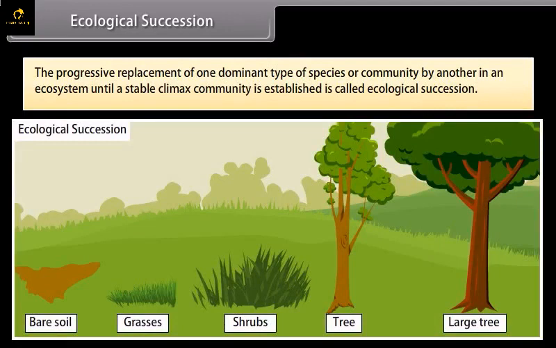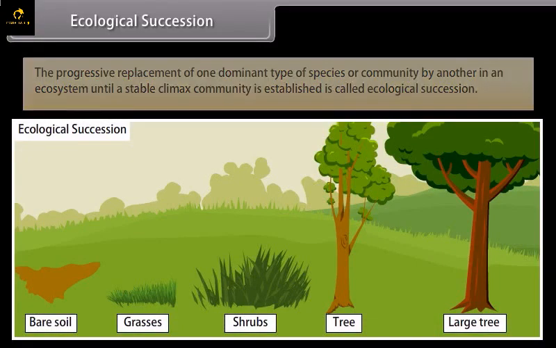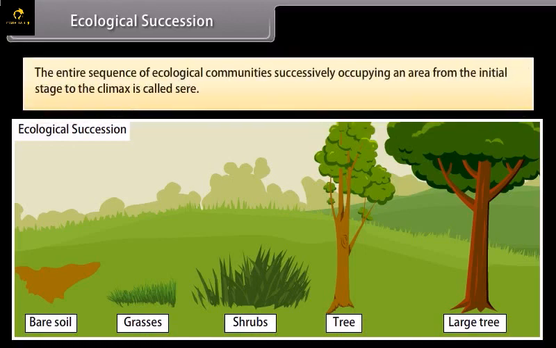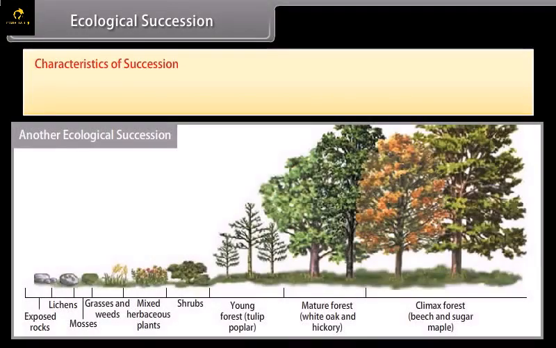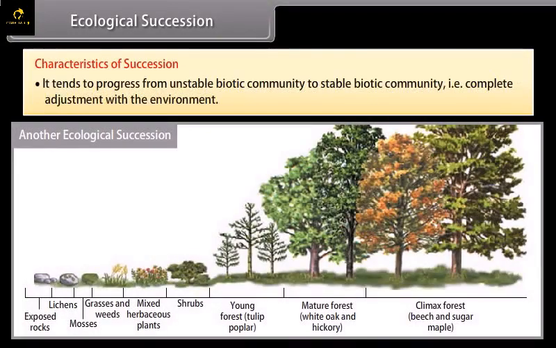Ecological succession. The progressive replacement of one dominant type of a species or community by another in an ecosystem until a stable climax community is established is called ecological succession. The entire sequence of ecological communities successively occupying an area from the initial stage to the climax is called sere. Characteristics of succession.